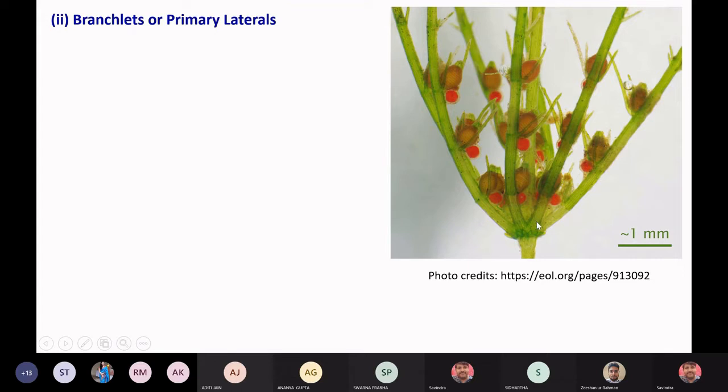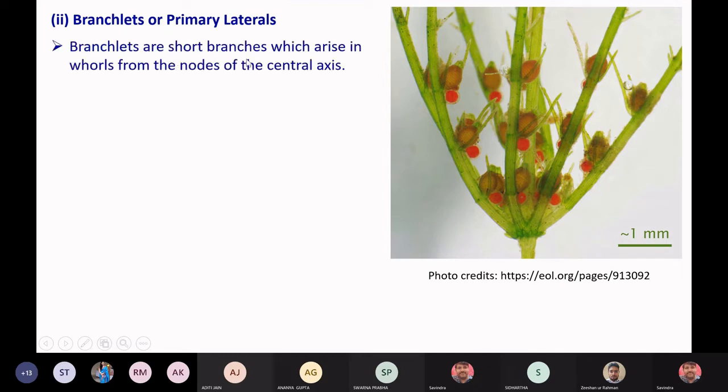What are those primary laterals? From each node apart from the branch of unlimited growth, you will see the branch of limited growth, which are known as branchlet or primary laterals. These are the primary laterals जो whorls में आपके निकलते हैं. These are short branches which arise in whorls. Whorl means एक गुच्छे में निकलेंगे. You can see here they are arising in the whorl. चारों तरफ से निकल रहे हैं.